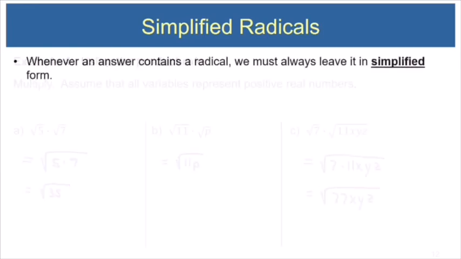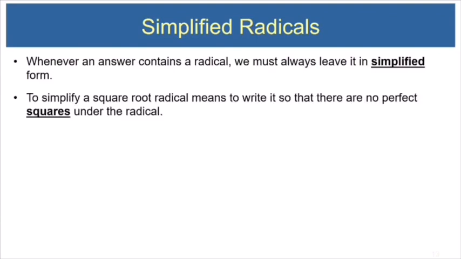Now we're going to talk about how to use the product rule backwards to simplify radicals. So whenever an answer contains a radical, we always should leave it in simplified form. Just like we simplify fractions at the end of a problem, we also should simplify radicals at the end of a problem. To simplify a square root radical means to write it so that there are no perfect squares under the radical.